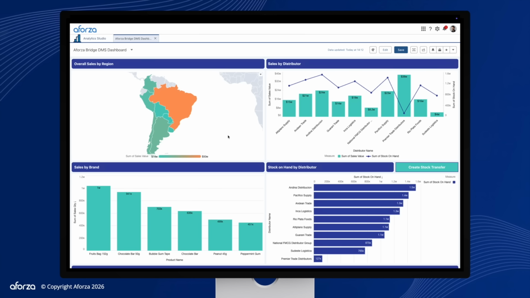So what you can see here is Aforza's distributor management cockpit. Think of this as the control tower view for your indirect markets. In one place, I can see what's happening across my distributor network. I'm responsible for Latin America, for the sales, the performance.